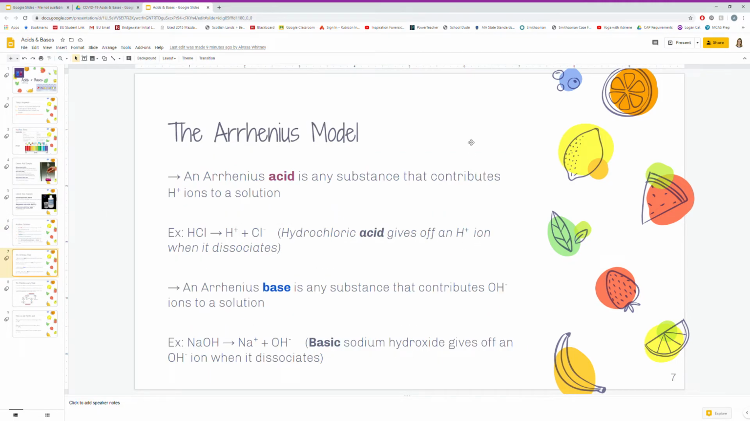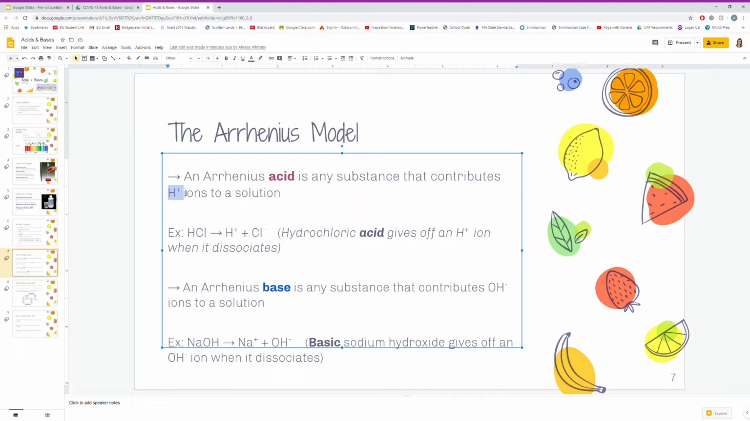All right, but first off, the Arrhenius model. An Arrhenius acid is any substance that contributes an H+ ion to solution. H+ ions we sometimes also refer to as protons. So sometimes you'll hear H+ referred to as a proton. That is because technically the H+ ion has lost an electron. Hydrogen has one proton and one electron. Since it's lost one electron, it's literally just made up of a proton, and that's why sometimes you'll see this referred to as just a proton.